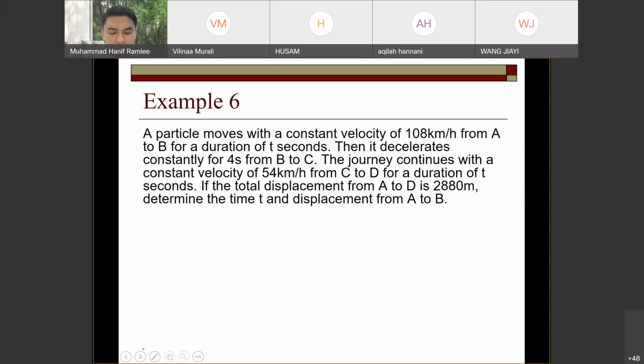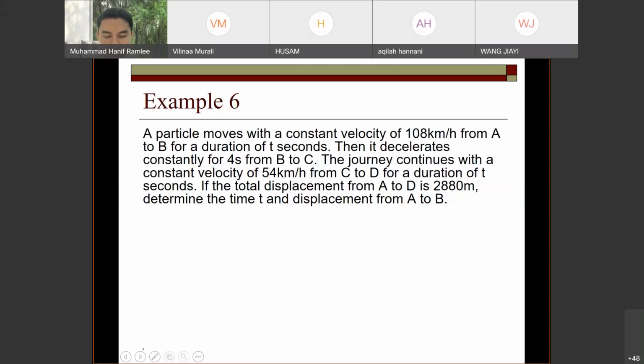So a particle moves with a constant velocity of 108 km per hour from A to B for a duration of t seconds. From A to B, we have t seconds with the velocity of 108 km per hour. Then it decelerates constantly for 4 seconds from B to C. We have 3 points right now, A, B, C. The journey continues with a constant velocity of 54 km per hour from C to D, another point, for a duration of t seconds.